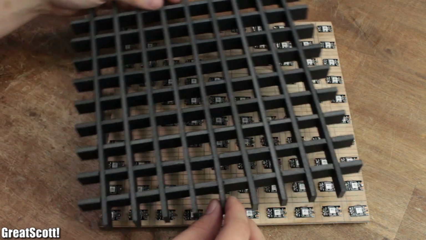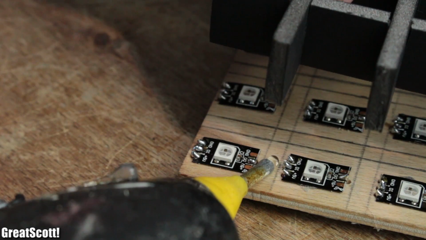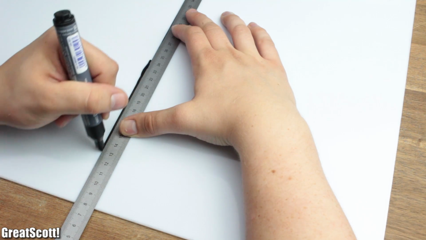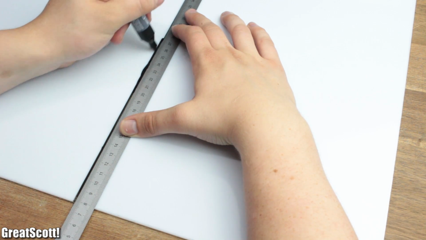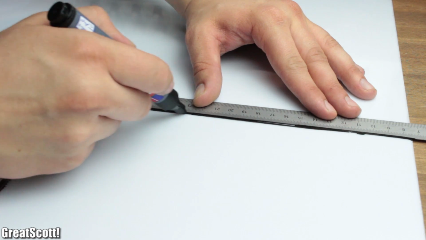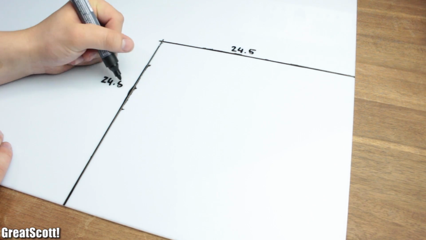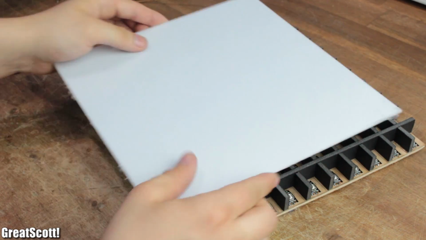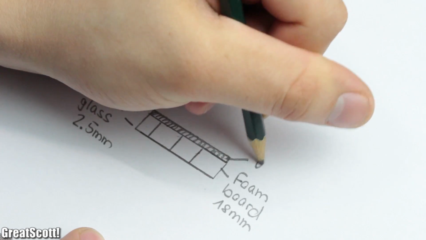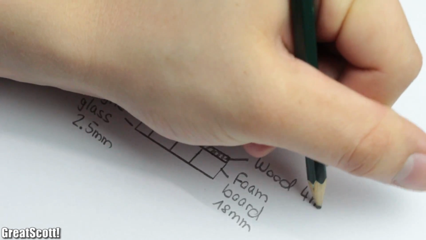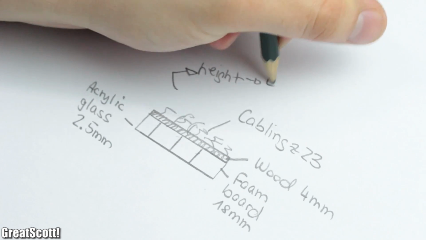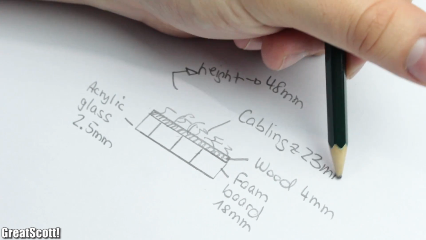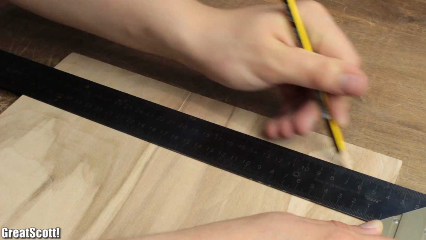So I positioned the foam board grid on top of it and secured it to the board with small drops of hot glue. Next, I marked the necessary acrylic glass square with measurements of 24.5 by 24.5 cm, used a jigsaw to create the shape and positioned it on top of the LEDs. The summarized thickness so far was around 25 mm, so I decided to create sides with a height of around 48 mm to leave enough space for the cabling.